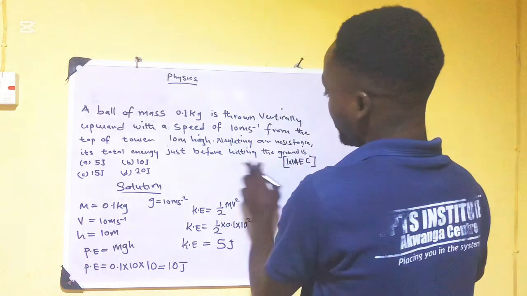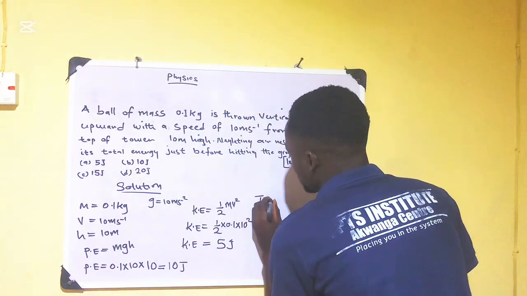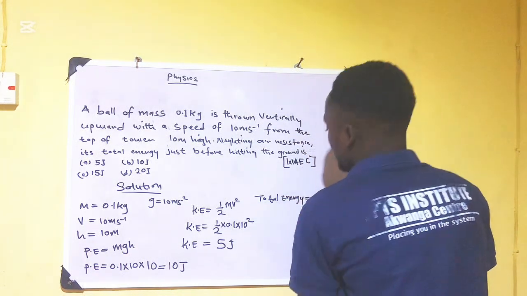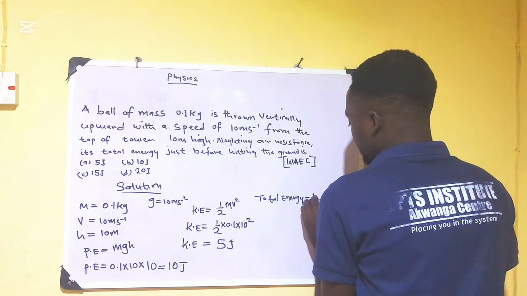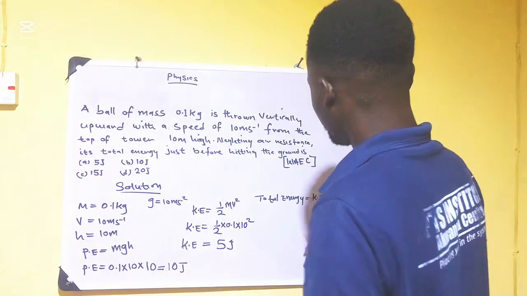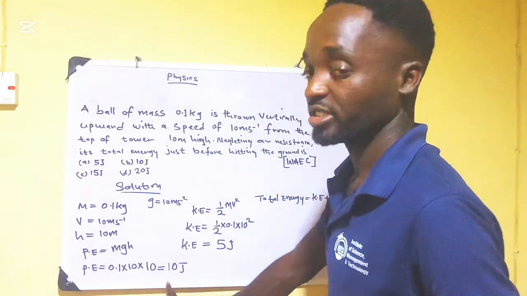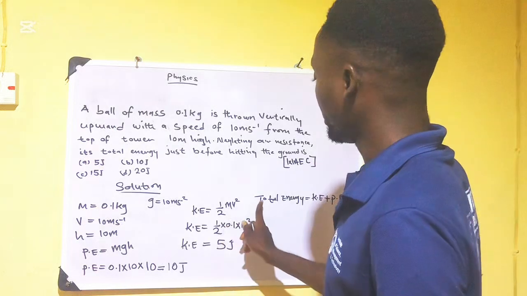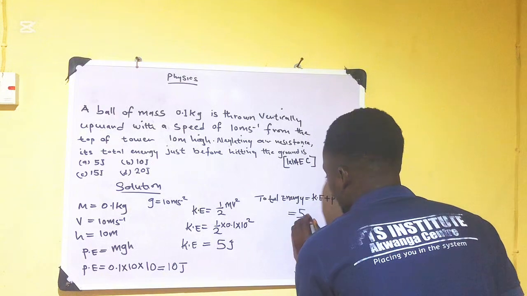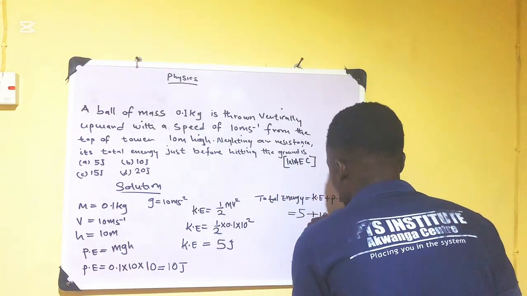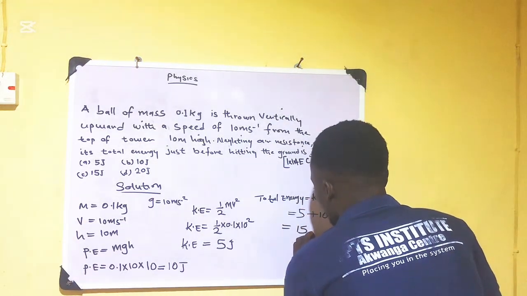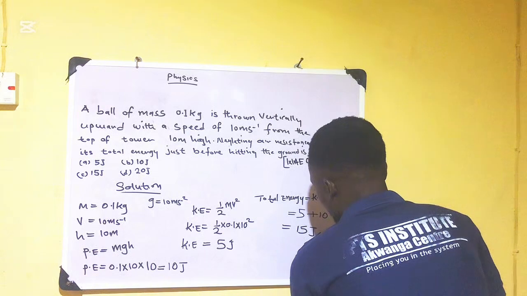So now I have my potential energy as 10 joules and my kinetic energy as 5 joules, and they're asking me to find the total energy. Total energy is equal to kinetic energy plus potential energy. Since I know both, I will just add them together and it will give me my total energy. So total energy is 5 plus 10, which is 15, and the unit of energy is joule. So this is my final answer.